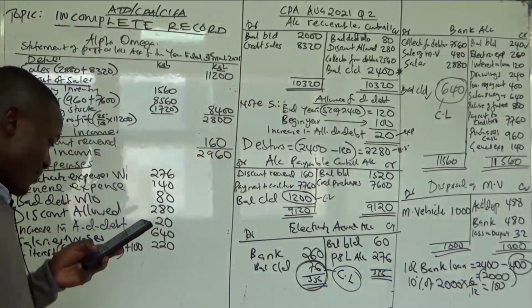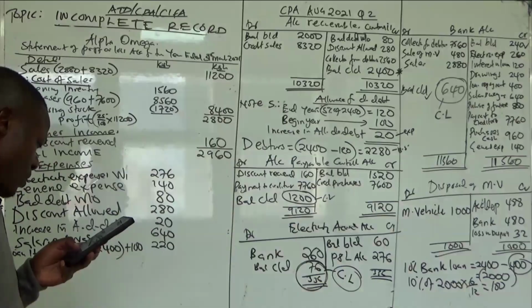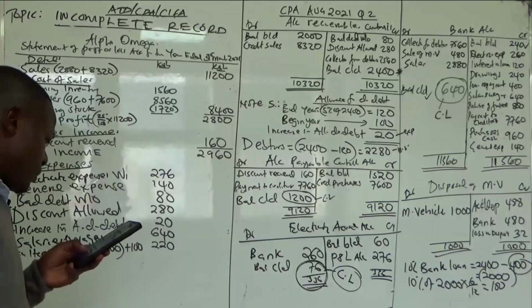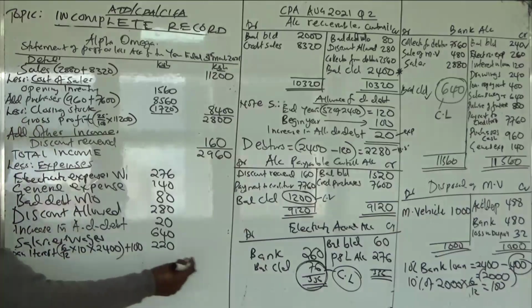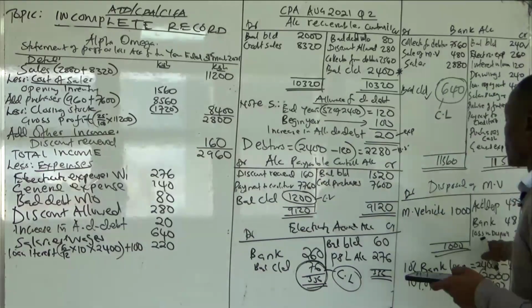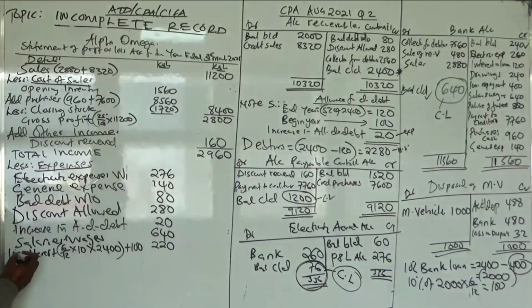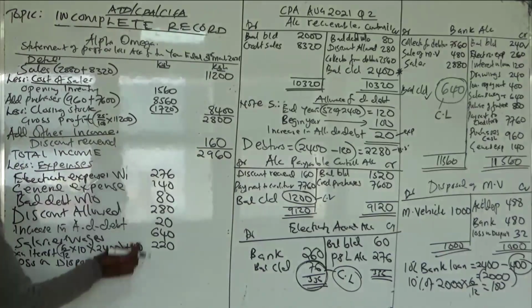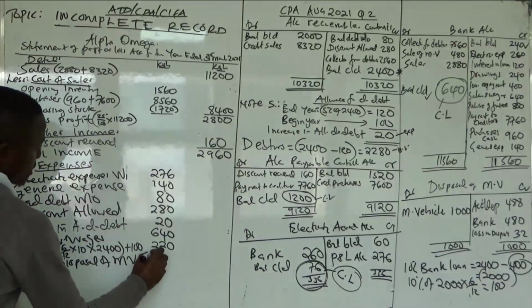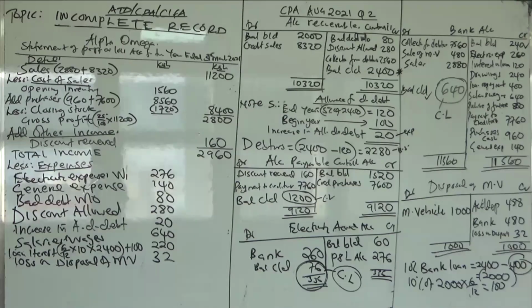Then we continue. Depreciation. Depreciation of an asset is down there. And I said before we go to depreciation there was a loss on disposal of motor vehicle. I said if it is a gain it is income, if it is a loss it is an expense. And that expense was 32. Then there is depreciation of motor vehicle.